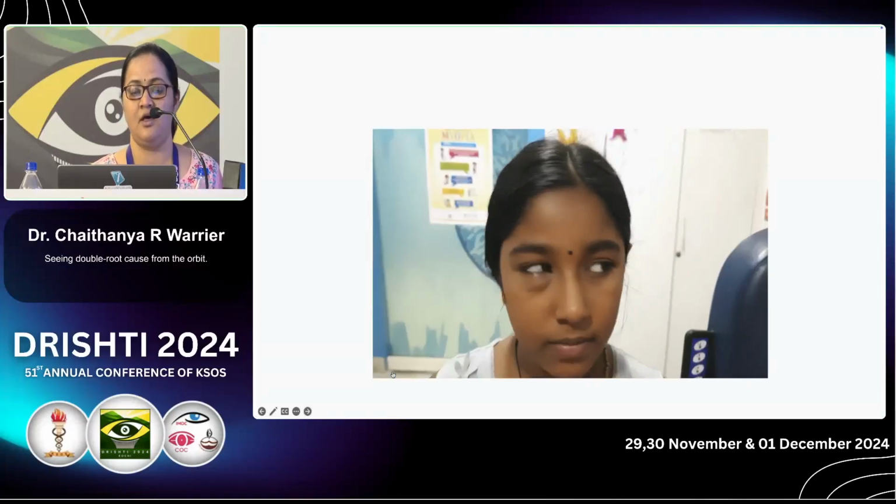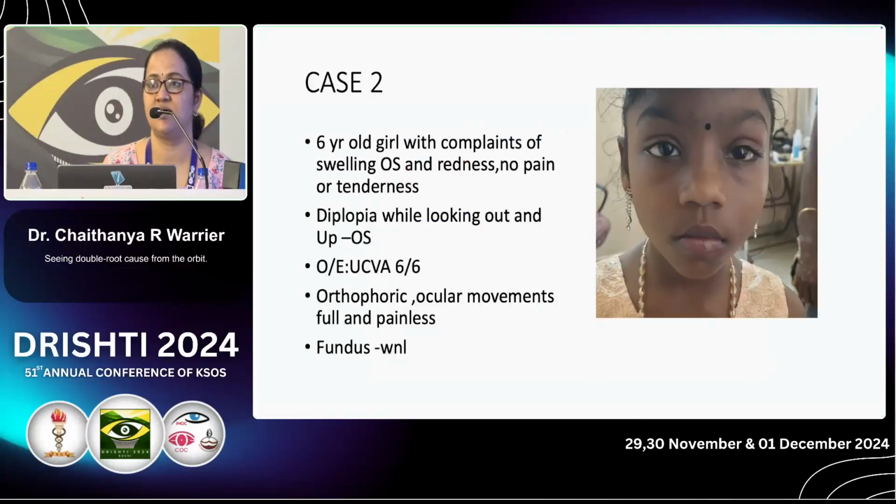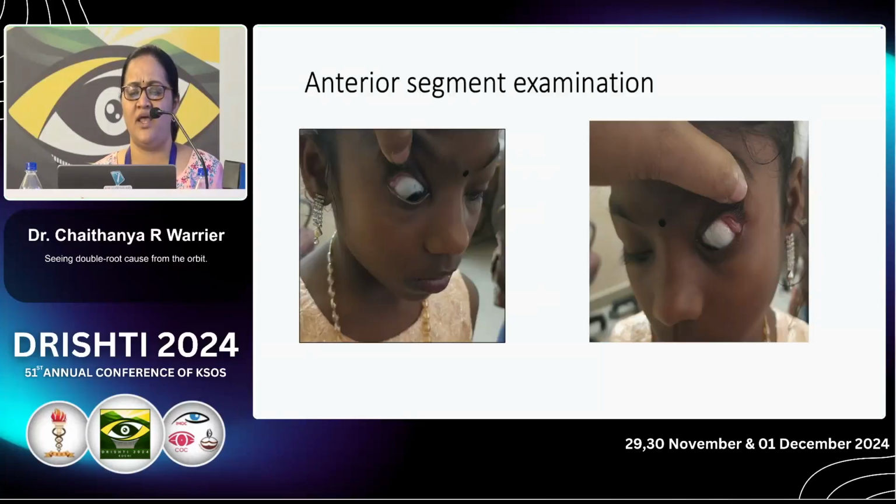symptoms. Coming to the second case, a 6-year-old girl came to OPD with swelling and redness in the left eye with no pain. And diplopia was there while looking out and up. Uncorrected visual acuity was 6/6 and when I elevated the lid, there was a reddish elevated mass in the supraorbital region, suspecting acute dacryoadenitis.